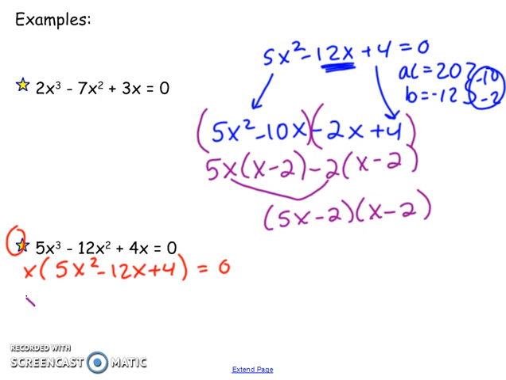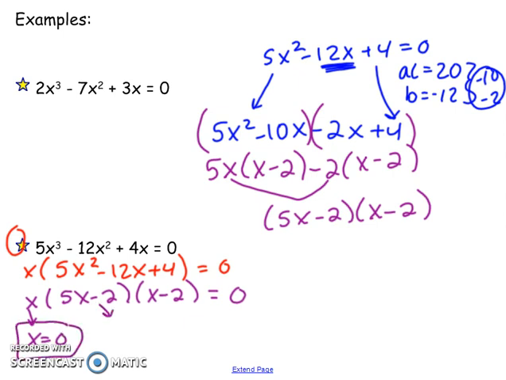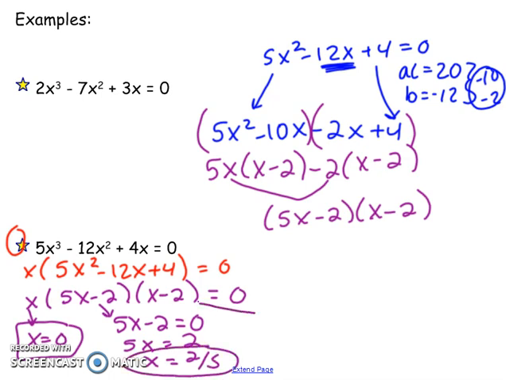So now let's put it all back. We have x, we have 5x minus 2, and we have x minus 2 equals 0. Set this to 0, x equals 0. Set this to 0, 5x equals 2, x equals 2/5. Set this to 0, x minus 2 equals 0, x equals 2.